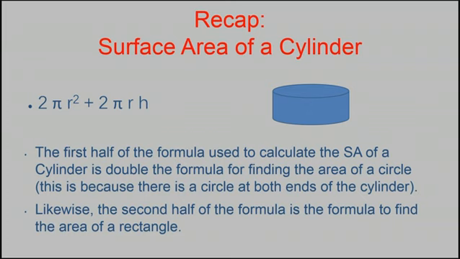To find the surface area of a cylinder, we use the formula 2 pi r squared plus 2 pi r h. The first half of the formula used to calculate the surface area of a cylinder is actually just double the formula for finding the area of a circle. That's because there's a circle at the top and a circle at the bottom of the cylinder. Likewise, the second half of the formula is the formula to find the area of a rectangle, because like I told you at the beginning of this video, the center of the cylinder is really just a rectangle that's rolled up. Okay? Find the area of the circles, then find the area of the cylinder, and then you're adding them all together, and that's how you find the surface area of a cylinder.